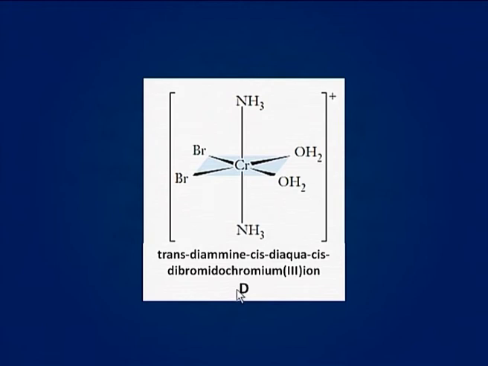In fourth form, that is in D, only one pair of ligands are at trans position. This ligand ammine is at trans position. These two ligands are at cis positions to each other. Hence, this complex will be named as trans-diammine, cis-diaqua, cis-dibromidochromium(III) ion.